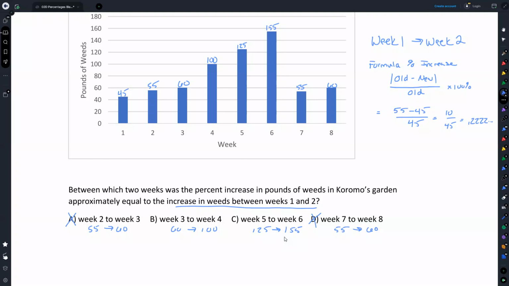The numerator is going to be the difference between these two numbers. The denominator is the first. 40 over 60. Oh, that's 2/3. That's way bigger than 0.2.